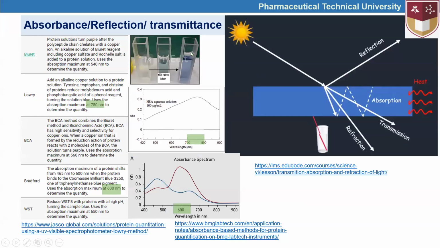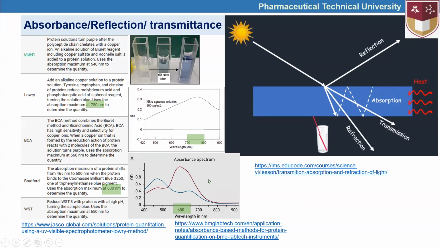developed between the reactions of two compounds forming some color reactions, and color compounds might have some highest, let's say, point peak of the absorption. Here we can see that the Lowry method has 750 nanometers as the highest point of absorbance. And in the Bradford method, the highest absorption belongs to 600 nanometers.